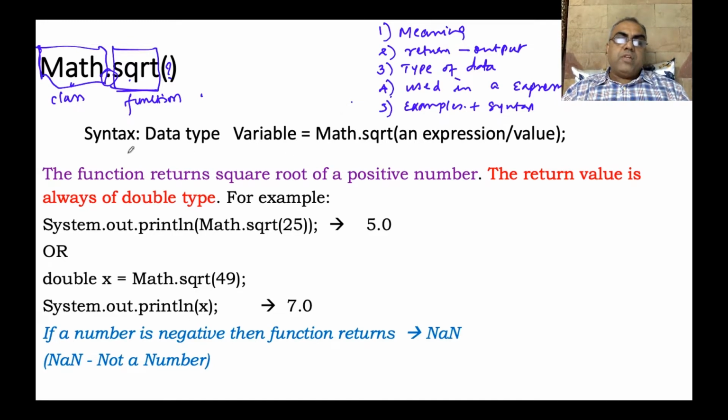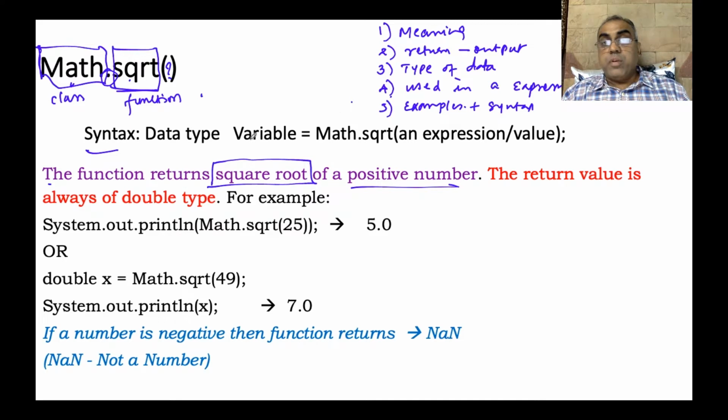We're going to begin with first understanding the syntax and the meaning. So first, the meaning. This particular function returns the square root of a given positive number. For any positive number, if you really want to find its square root, here is a function called Math.sqrt which returns it. Because it's returning a value, you need to have a data type to store it.